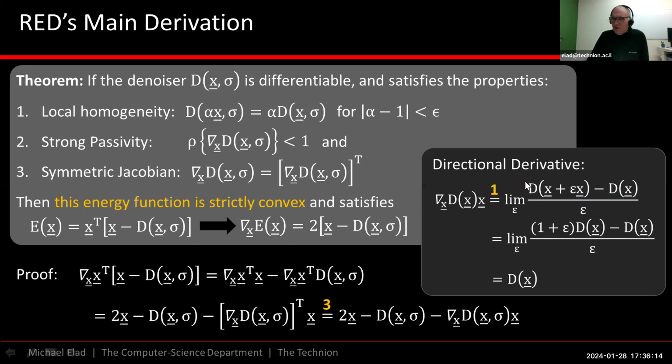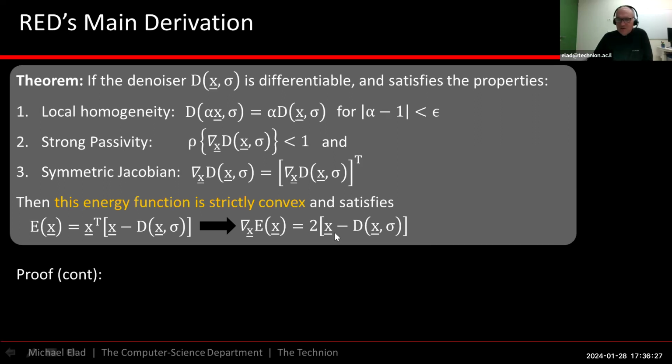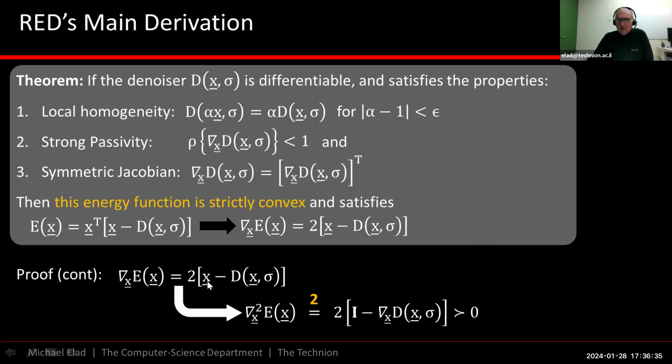Now, use the homogeneity. 1 plus epsilon comes out, and you end up with d of x. So all this is nothing but d of x, and here we are getting the derivative that was promised. Now, as for the passivity, it's very simple. If this is the first derivative, then the second derivative, the Hessian, is 2 times identity minus the Jacobian. Now, if this Jacobian is symmetric and has eigenvalues smaller than 1, then all the eigenvalues here are always non-negative. In fact, strictly positive. The Hessian is a positive definite matrix, the function is convex, and we are done.